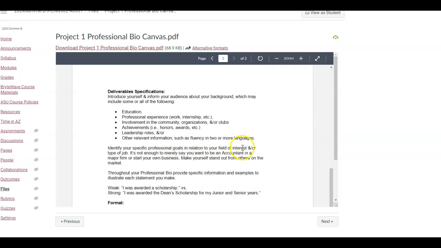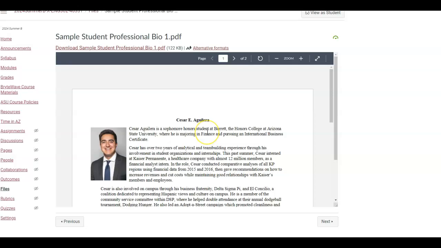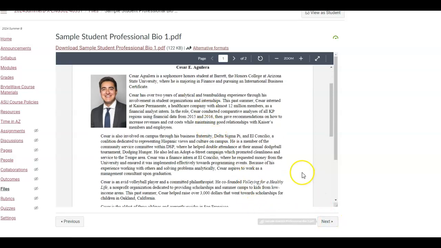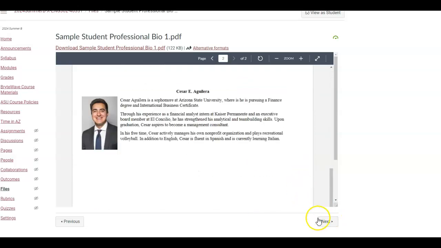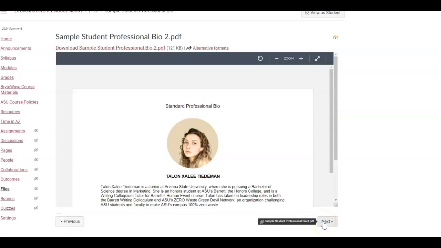Those are the basics, and there are very strict word counts. The long one can't be longer than 300 words. The brief one is only going to be a maximum of 100 words, okay? So if we look at the student examples, there are some great ones here. They each have the word count, they have the 2 examples, and they're great.